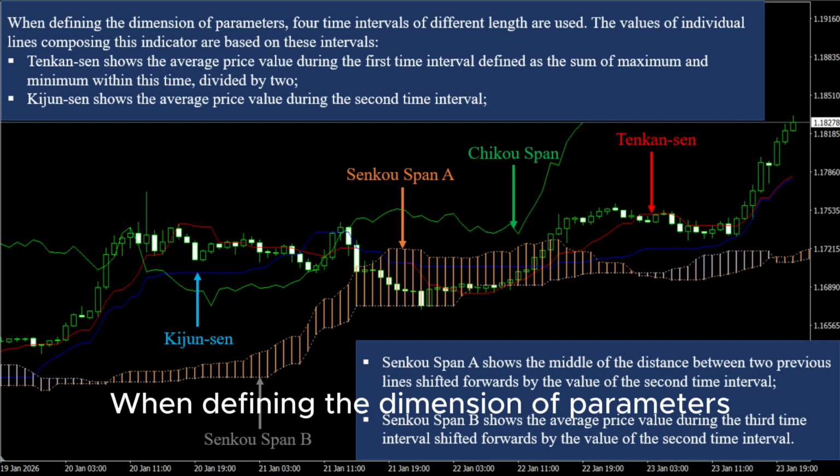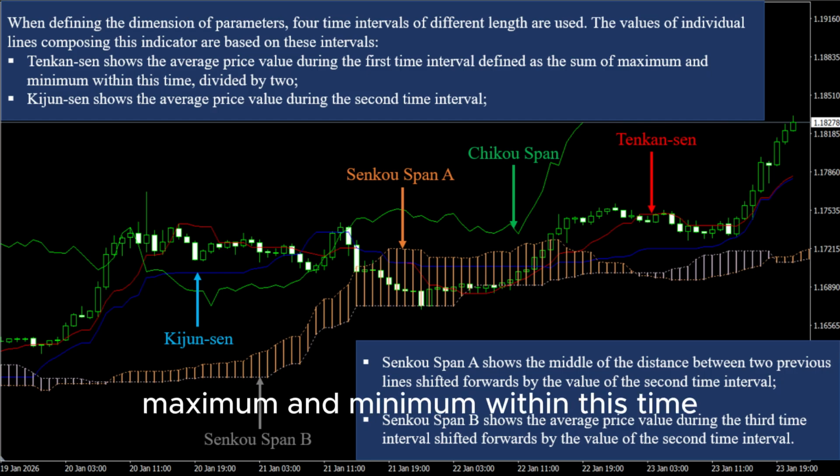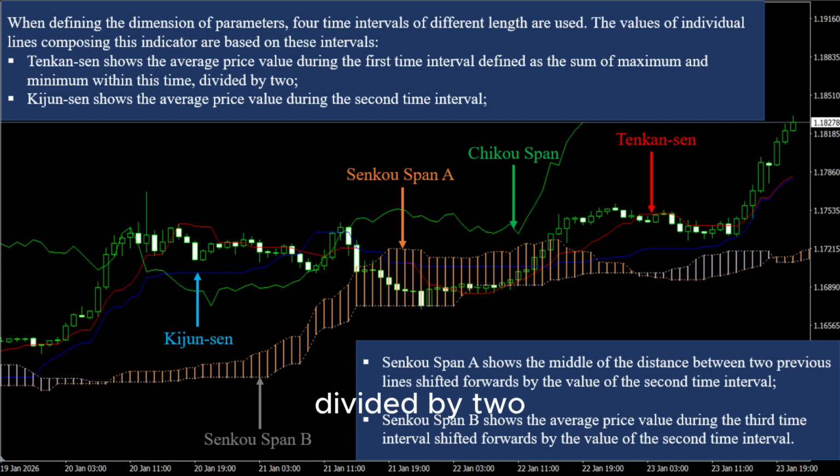When defining the dimension of parameters, 4 time intervals of different length are used. The values of individual lines composing this indicator are based on these intervals. Tenkan-sen shows the average price value during the first time interval defined as the sum of maximum and minimum within this time divided by 2. Kijun-sen shows the average price value during the second time interval.